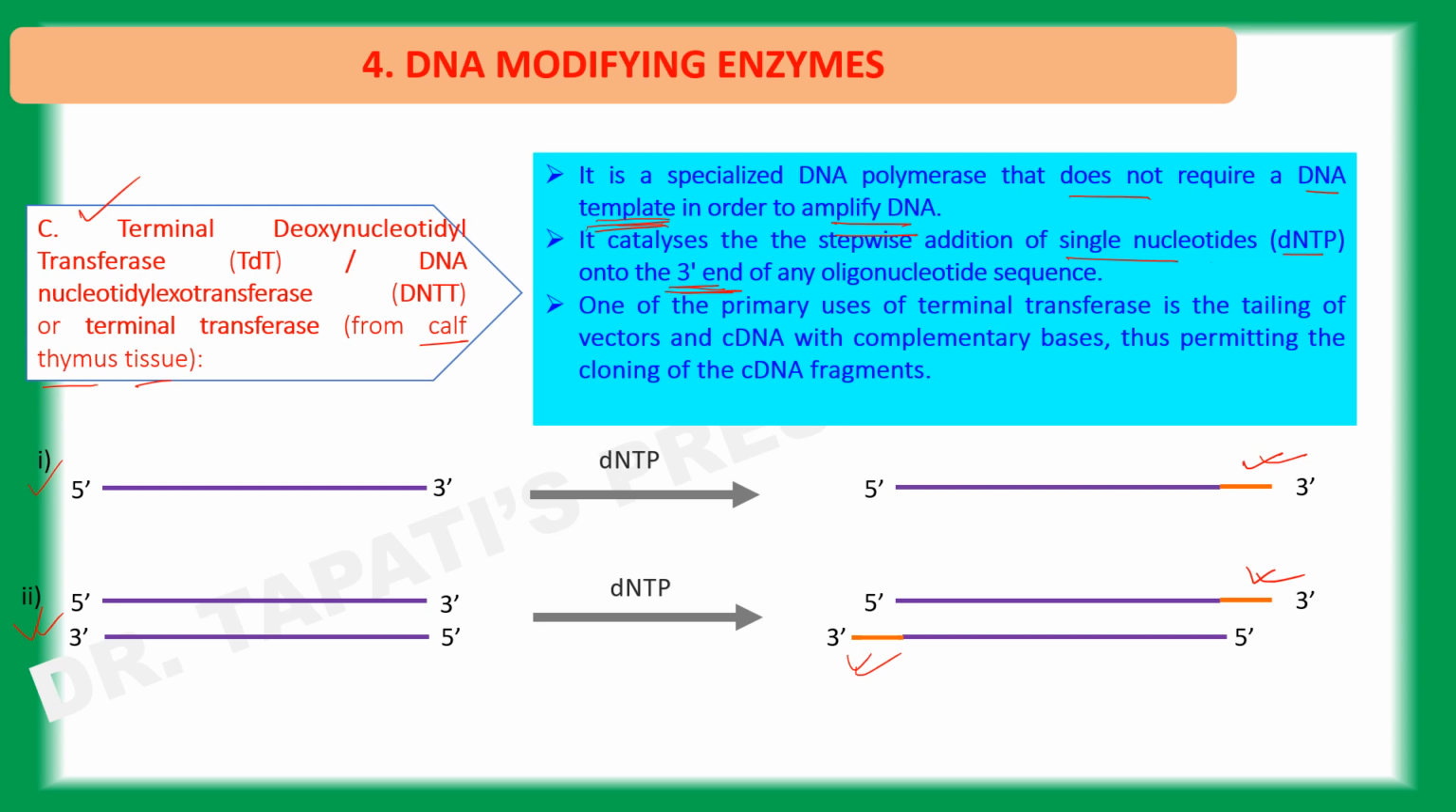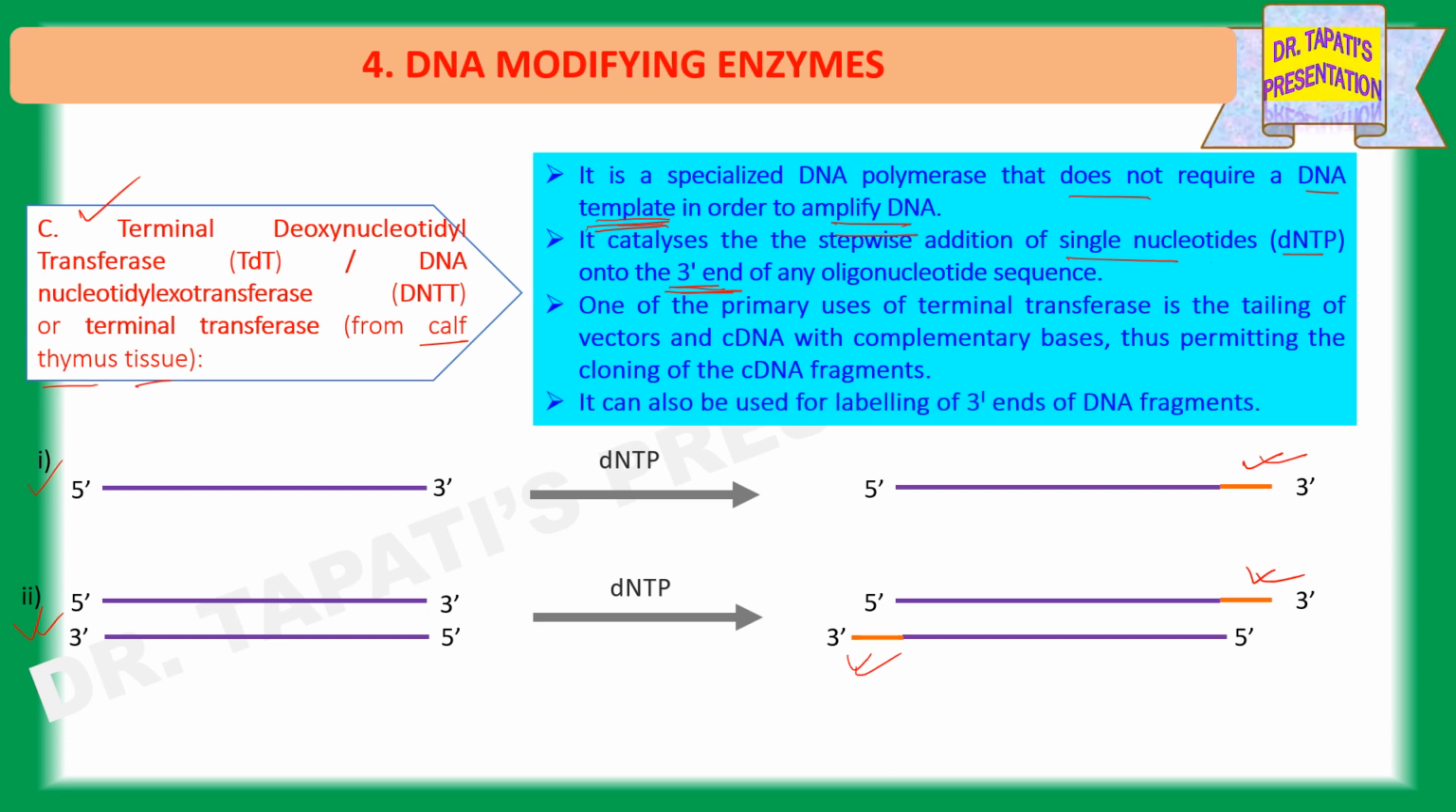One of the primary uses of terminal transferase is the tailing of vectors and cDNA with complementary bases, thus permitting the cloning of the cDNA fragments. That means this is helping in the process of cDNA cloning. It can also be used for labeling of 3' ends of DNA fragments.